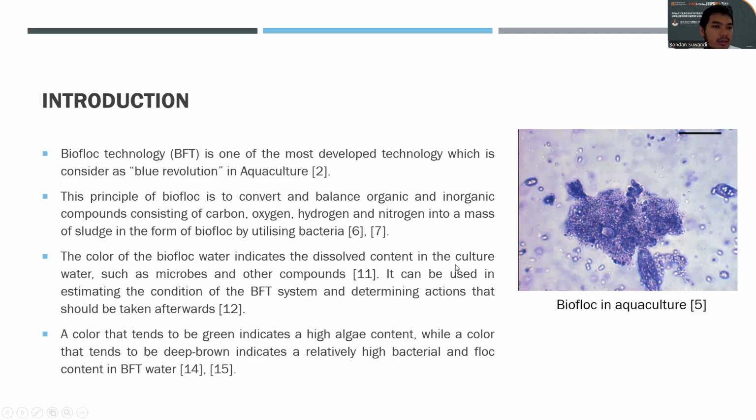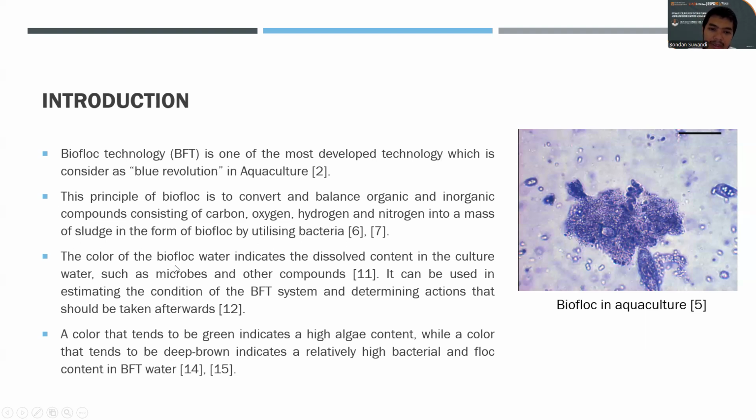As an introduction, biofloc technology or BFT is one of the most developed technologies, considered a blue revolution in aquaculture. The principle of biofloc is to convert and balance organic and inorganic compounds consisting of carbon, oxygen, hydrogen, and nitrogen into a mass of sludge in the form of biofloc by utilizing bacteria. As you can see in this figure on the right side, this is the biofloc that normally forms in an aquaculture pond.